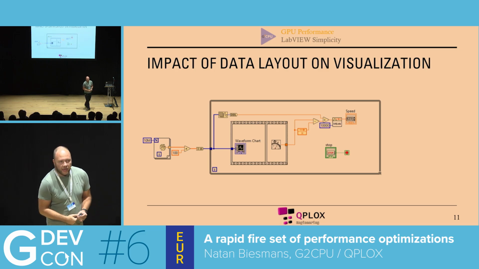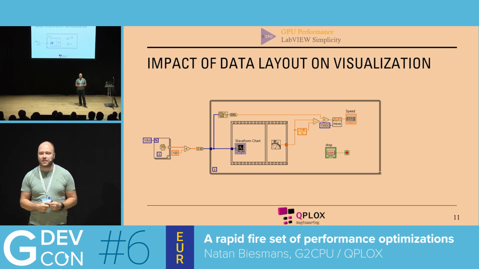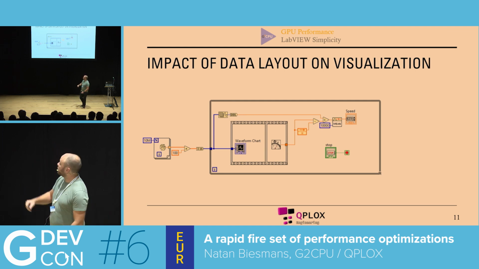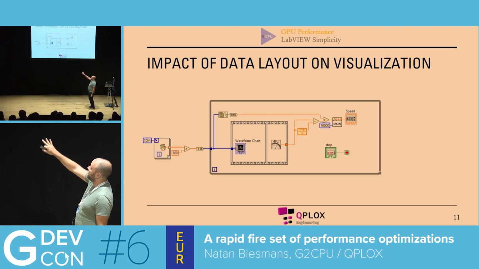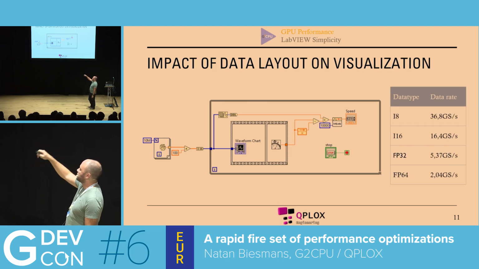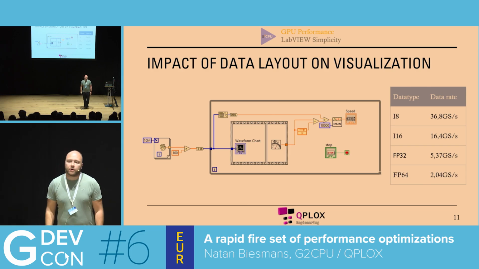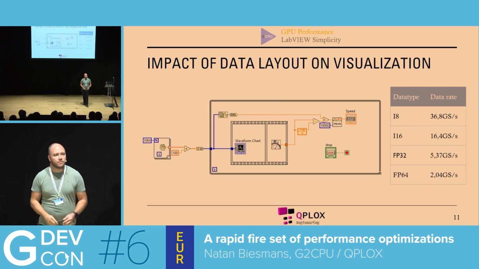Now, let's have a look at visualization. So visualization has, I don't want to call it the same issue, but it has the same impact. So here we have a similar code where we're creating some random data, and we're just feeding it into a chart. And in this case, we're not dynamically changing the data type. It's been done during development time. But we're getting similar results.